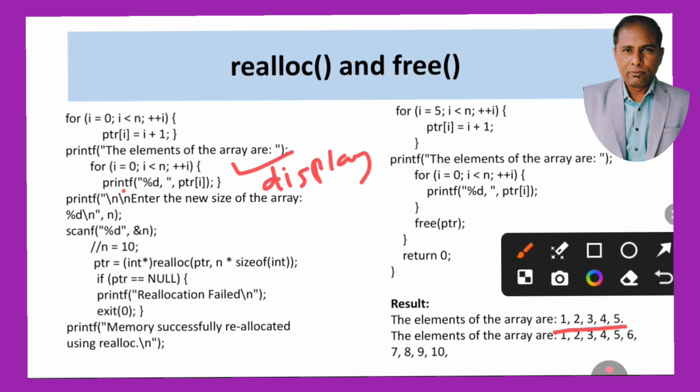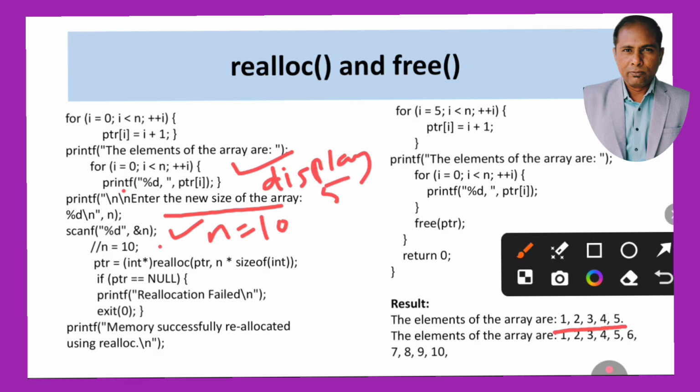Now if we want to change the size further, then we will ask the user to enter the new size of the array. That is, we are writing scanf with %d and &n. So the user will enter the new size. For further changing the size of the memory, we can use the realloc function. We can take one example that the user has entered n is equal to 10 here. Previously it was 5.